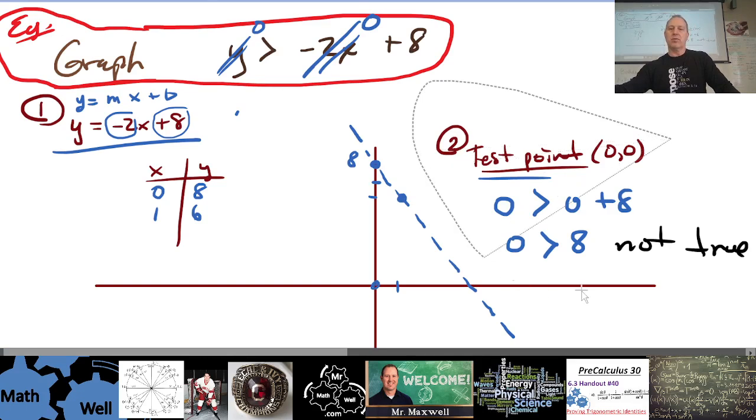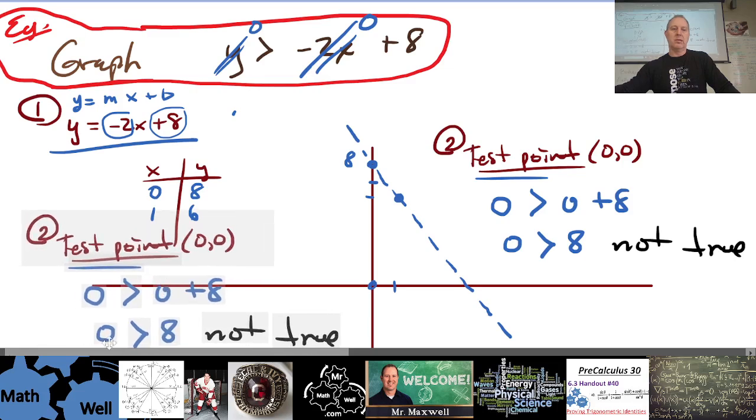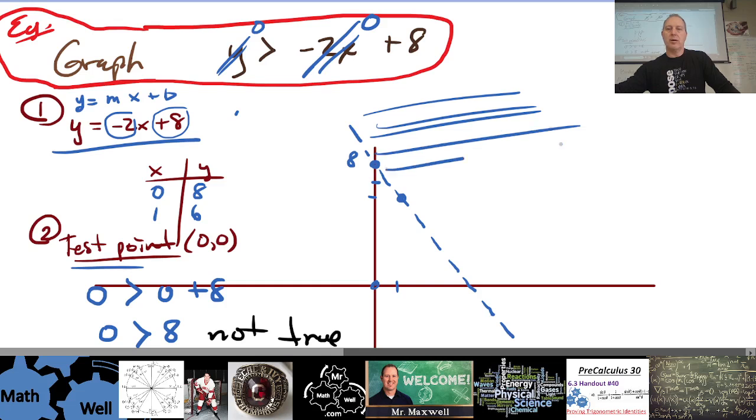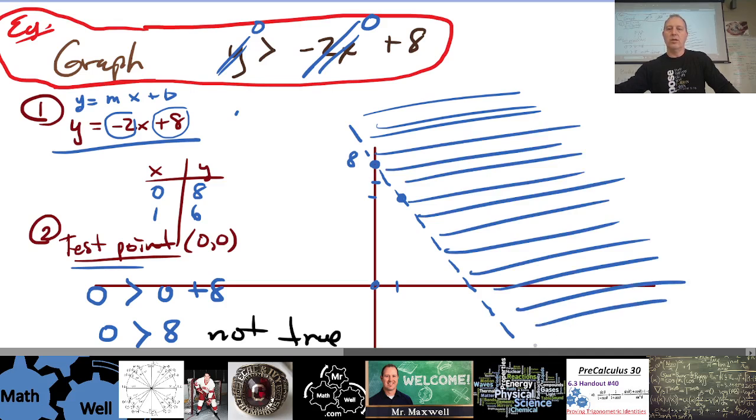So I'm going to move this over now. So that's step 2. And then what I'm going to do is I'm going to shade this side of the line, the other side, because all of these points should make the inequality true. And I would like to just confirm that. So not really a test point, but it is kind of a test point. So 0, 8 is on the line. 0, 9 should be in that region.